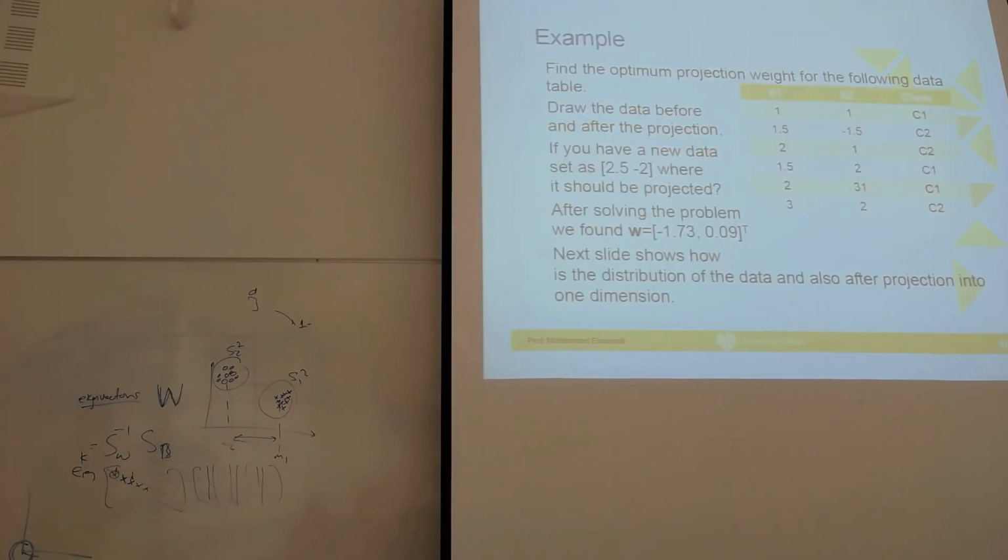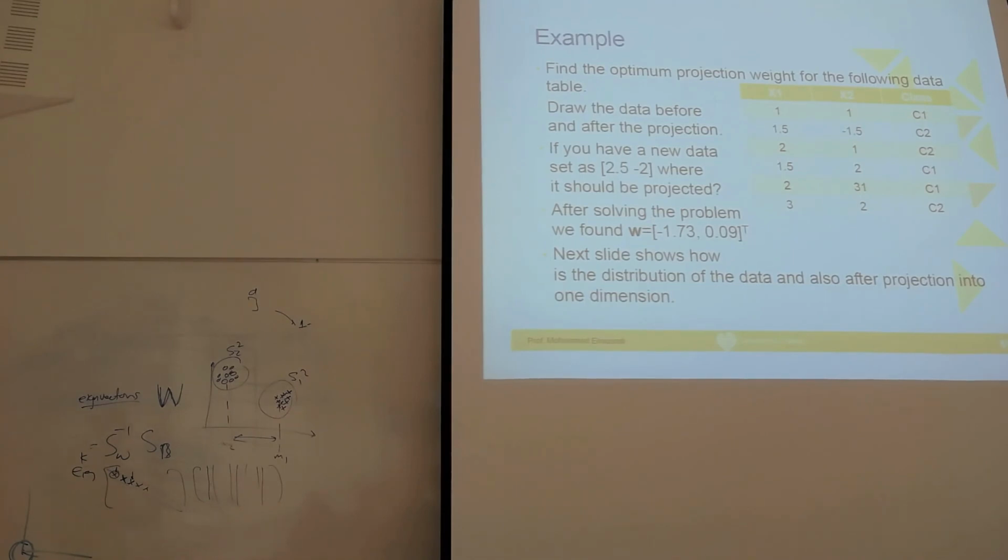Okay, let us have a numerical example to see how it works. So now this is only two classes. Find the optimum projection weight for the following data table. So we have here x1, x2 equal 1, 1, class C1, and 1, 5, 2 class C1, and this one also class C1, and the other class C2.